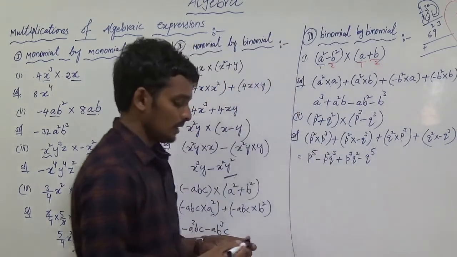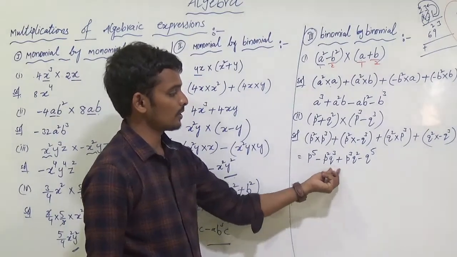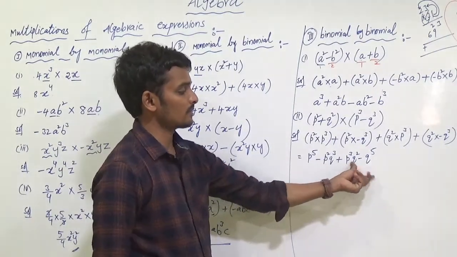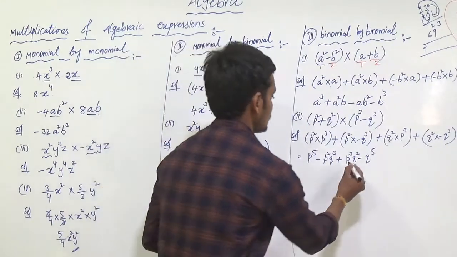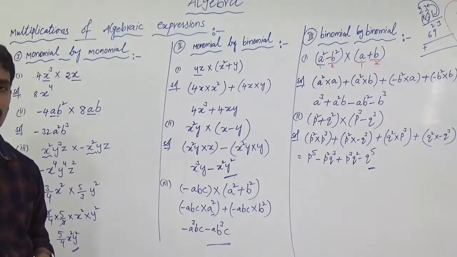So we have to observe, are there any like terms? Here p power 5, there is no other p power 5. P square q cube, there is no like term. Q cube p square, no. Q power 5. This is the answer. Are you okay, my dear students?